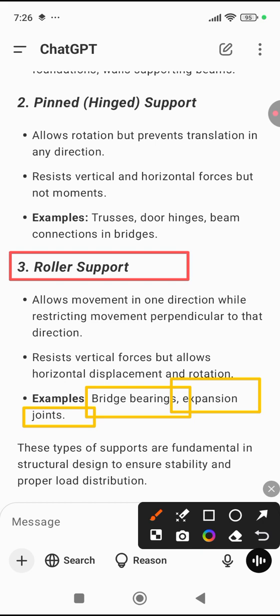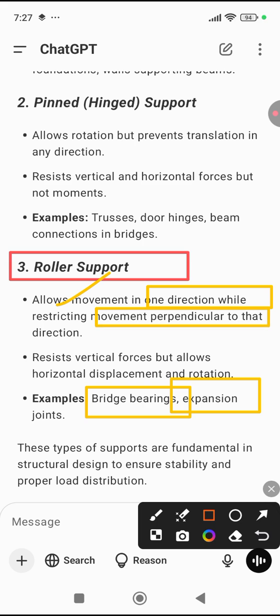So you can see here the features of the roller support. In the very first, it allows movement in one direction while resisting movement perpendicular to that direction. In roller support it allows movement in only one direction, but it restrains movement perpendicular to that direction. I repeat, in roller support it allows movement in one direction. This is a very important point, and it restrains the movement perpendicular to that direction. These two are the main important points of the roller support as compared to the fixed and hinged support.